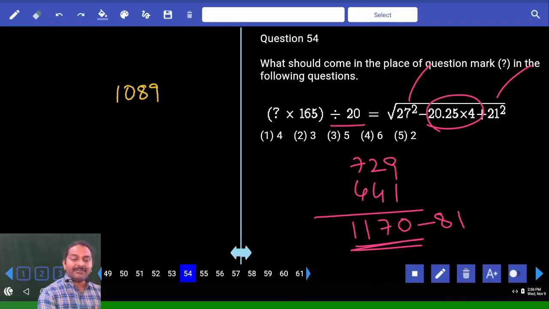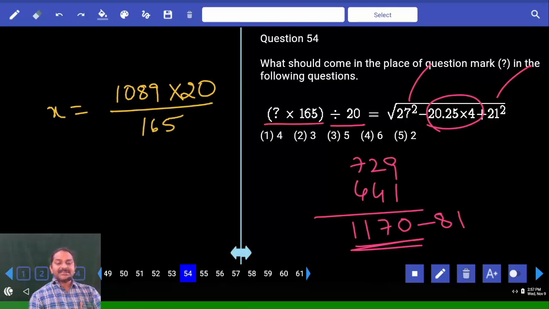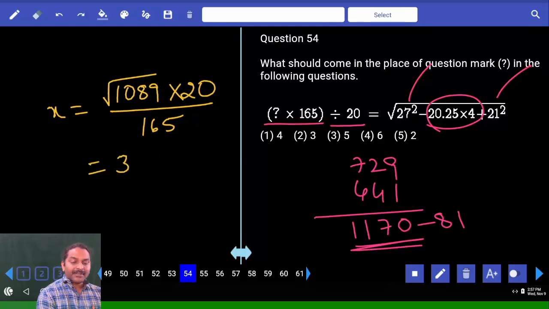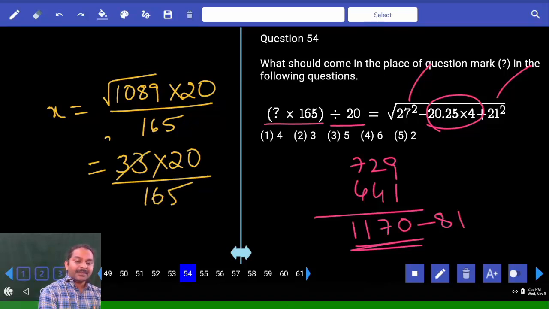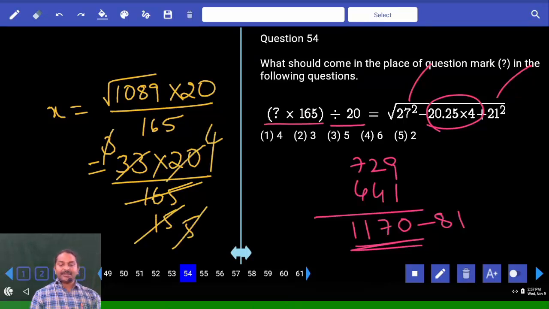1089. Divided by 20 comes to this side, becomes into 20, which is equal to x into 165. Then x value is equal to divided by 165. Under root of 1089, which square is that? 33 into 20 by 165. 11, 3 times. 11, 15 times. 3, 5, 4 times.